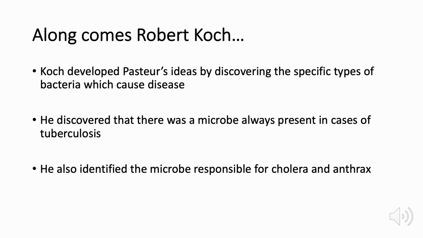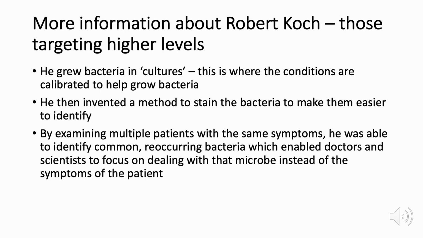So he tries to link bacteria to diseases. These microbes that you can see under a microscope, he tries to link to specific illnesses. So he discovers that there is a microbe always present in cases of tuberculosis, and he also identifies a microbe responsible for cholera and anthrax. If you were trying to target a higher level, you need to know a little bit more about Robert Koch.